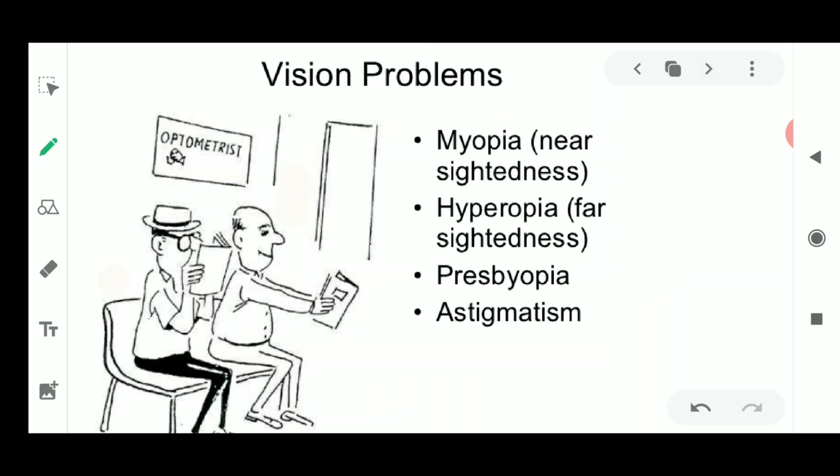Fine. Now we move on to the next slide, which is going to tell you about the defects or the vision problems. What are the defects in vision that take place in your eye? As you could see in the picture, it shows two people. One is reading the book by keeping it very far away, and another person is reading the book by keeping it very close to their eyes. Now do you feel this picture is telling you about different problems?